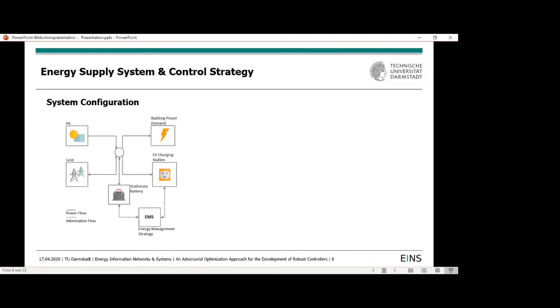The overall system is modeled in Modelica as a simulation model, and the simulation model can then be used for objective function, or fitness function, evaluation during the optimization. The energy management strategy, or the control strategy, controls the power flow of the stationary battery as well as the power flow of the EV charging station.